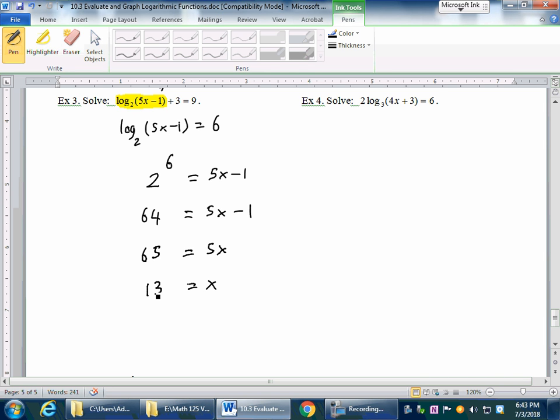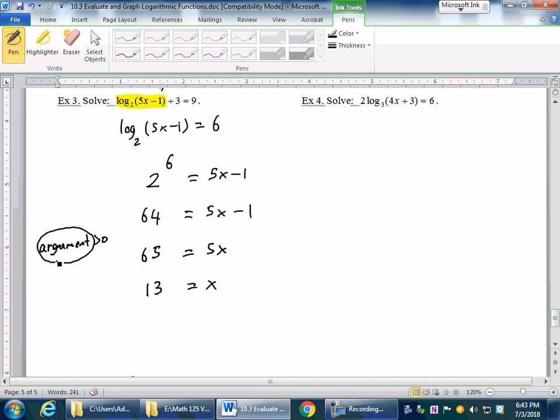And we need to check, right? According to the previous examples, we know that there is a restriction in the domain, which is what? The argument must be greater than 0. So meaning the value of the argument must be positive.